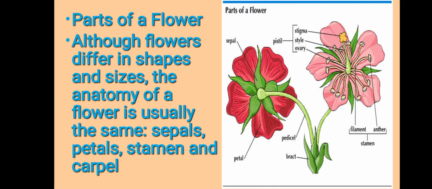Now, parts of a flower. Although flowers differ in shapes and sizes, the anatomy of flower is usually the same. It contains sepals, petals, stamen, and carpel. So first one is sepal. Another name is calyx, the green portion of the flower. This is the calyx.